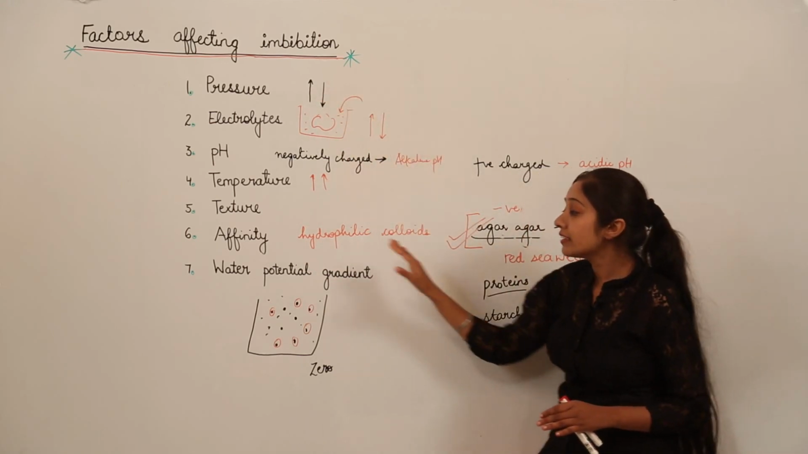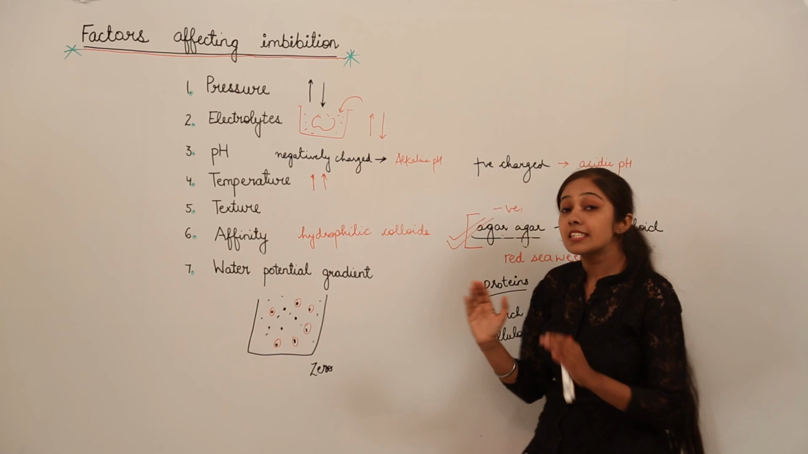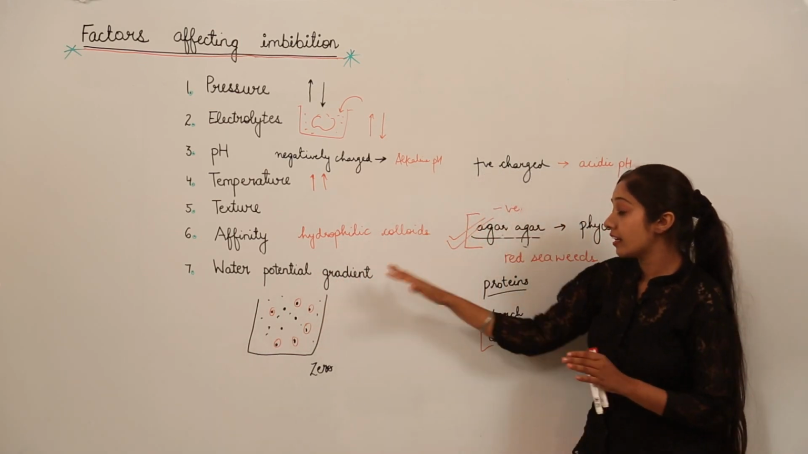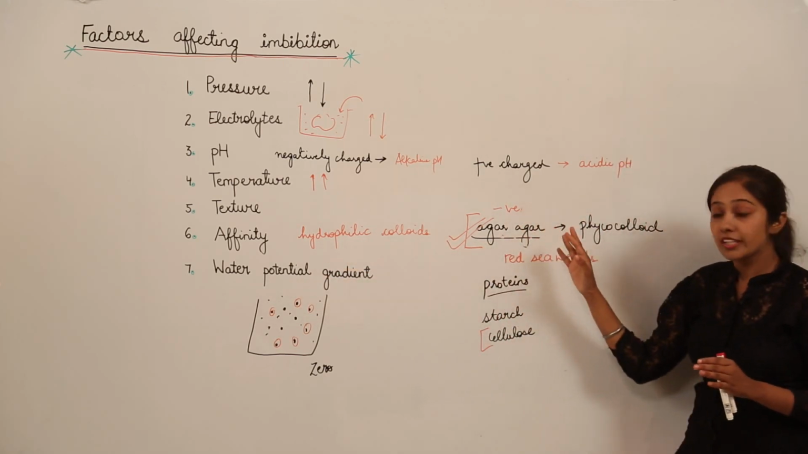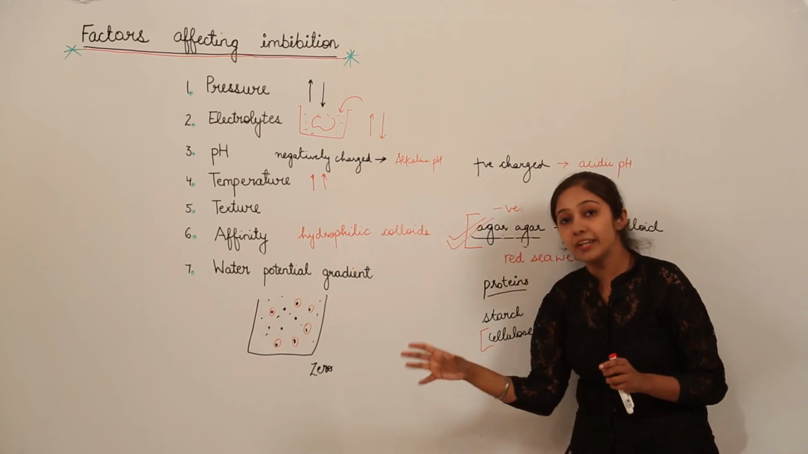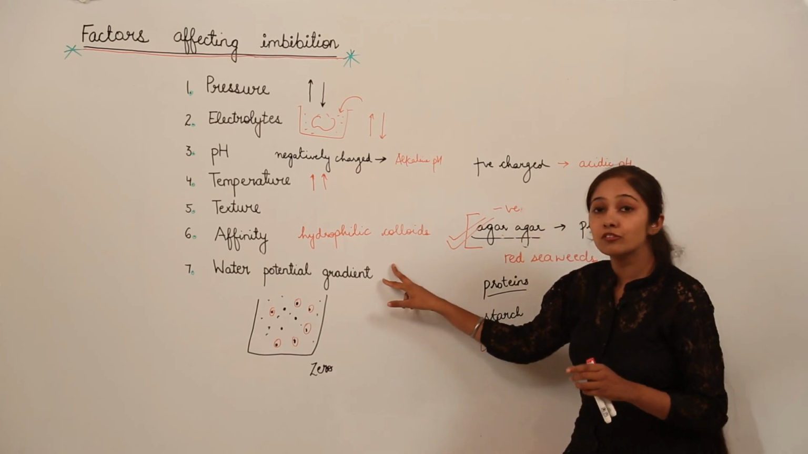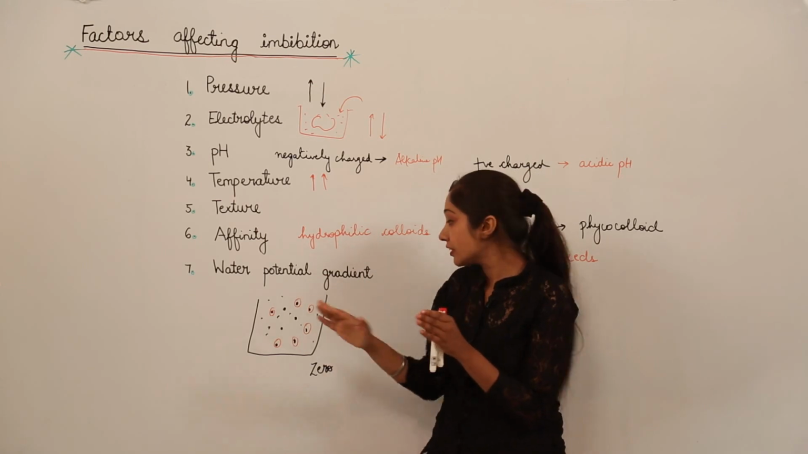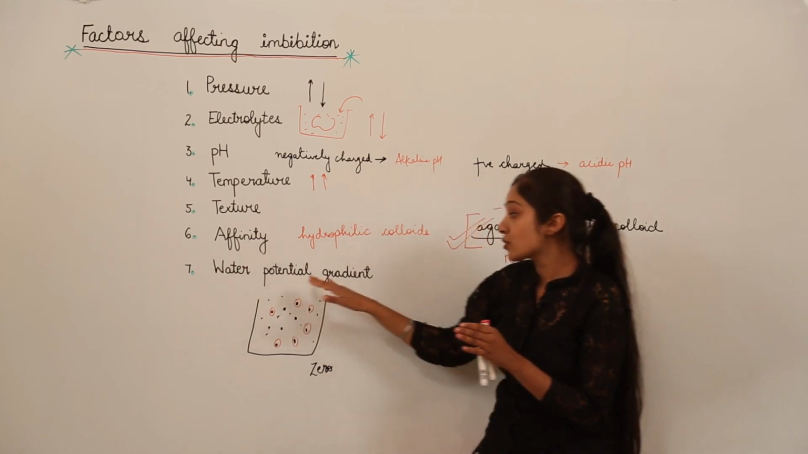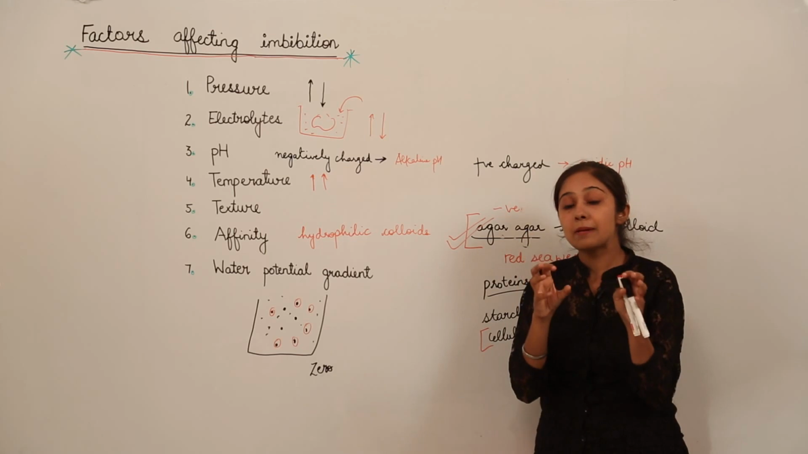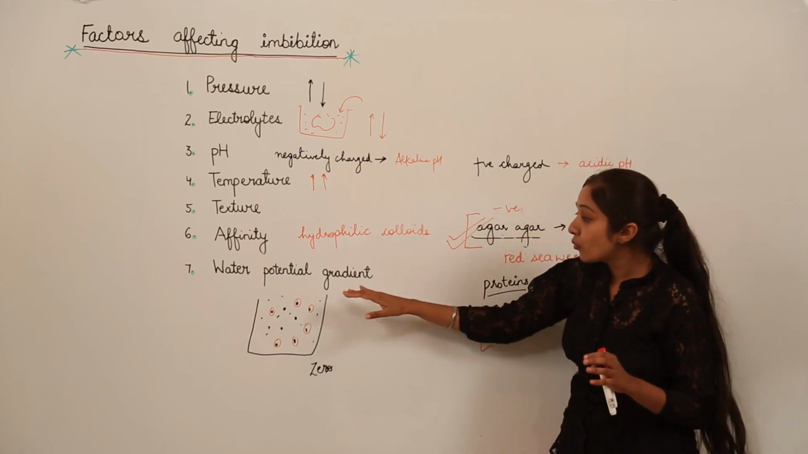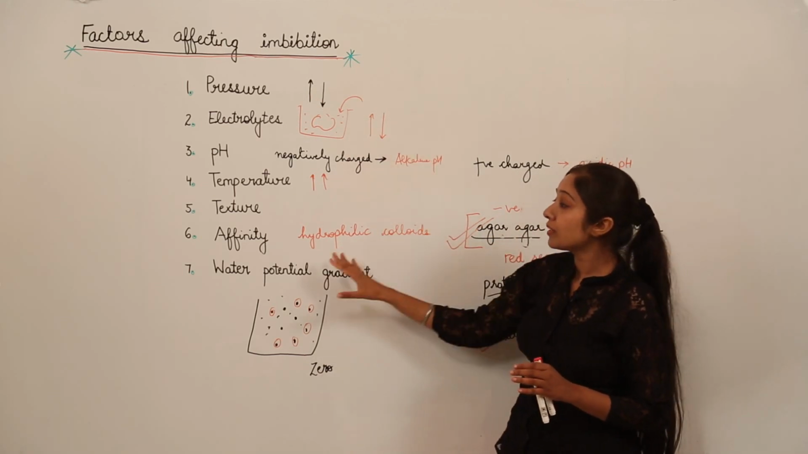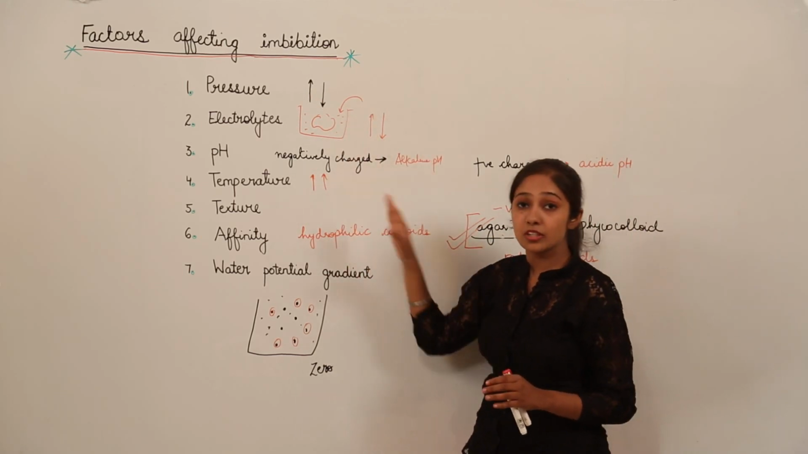Okay, then we have water potential gradient. The steeper the water potential gradient, meaning if the difference between the potentials is large in case of imbibate and imbibant, what is going to happen? This would lead to a faster rate of imbibition. But if the difference between the water potentials is quite less in case of imbibant and imbibate, this is going to lead to a slower rate of imbibition. Okay, now I hope these factors which affect imbibition are very clear to you.